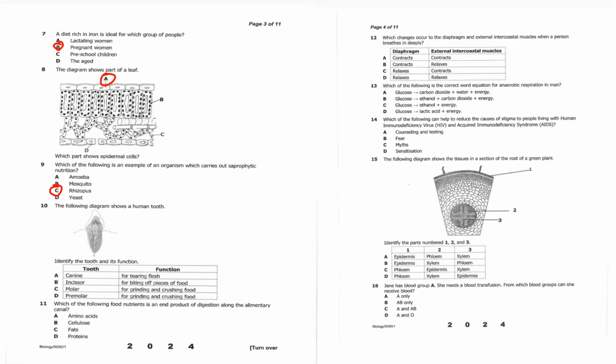Which of the following is an example of an organism which carries out saprophytic nutrition? So rhizopus. The following diagram shows the human tooth. Identify the tooth and its function. So this is a canine and is used for tearing of flesh.